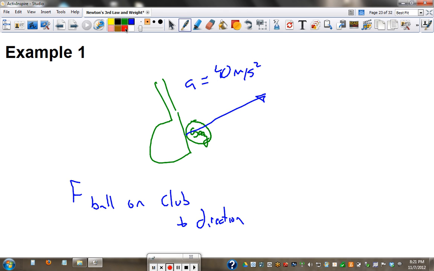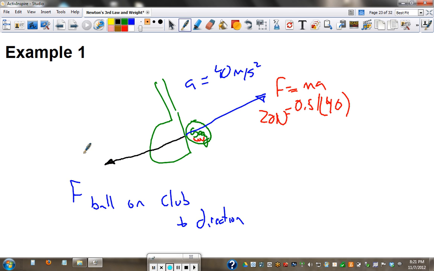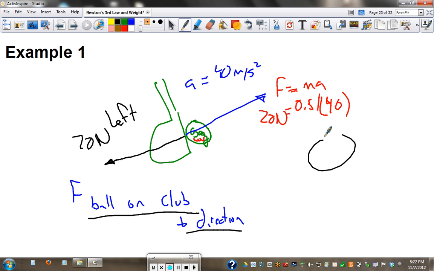Well, I know that this force right here, F equals ma, 500 grams, 0.5 kilograms, times 40 meters per second squared, equals 20 newtons. I know this force is 20 newtons, and Newton's law tells me that for every action force, there is an equal but opposite direction reaction force. So the force of the ball back on the club, and direction, is 20 newtons left. Yay!